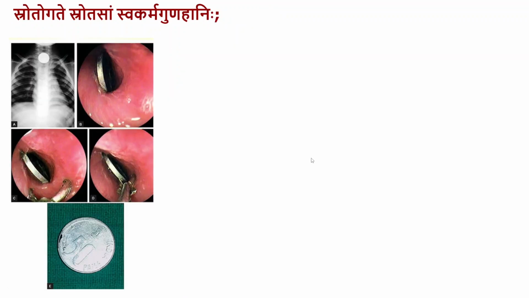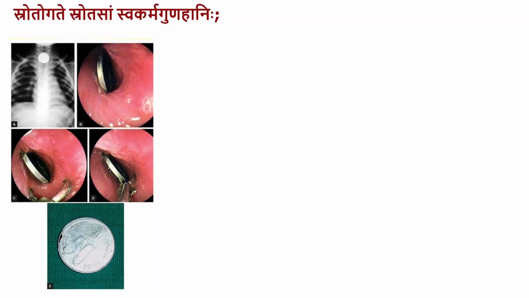Srotagate, Srotasam Swakarma Gudahani. If there is any object in any srotas which has got blocked, the function of that srotas will be affected. Now, in the present day situation, what we see more frequently is objects in the gastrointestinal tract or respiratory tract, like a coin swallowed, which is quite frequent, particularly with children, even with adults it can occur. And of course, very recently, just a few days back, you might have seen the X-ray image of a person who had swallowed the idol of Lord Krishna, and this is a very interesting issue.